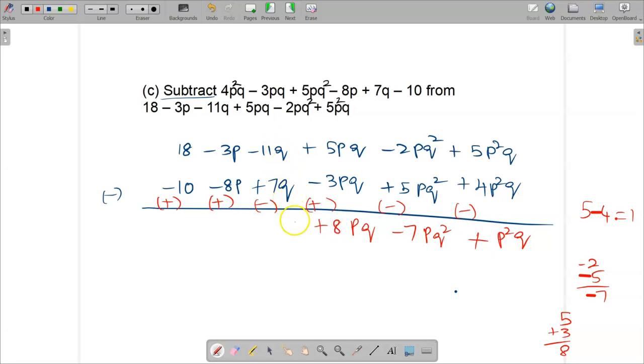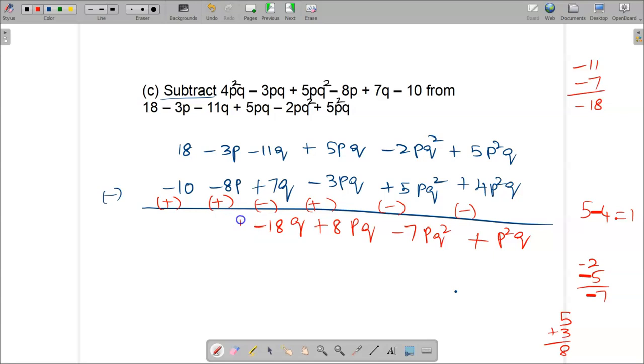Coming to the variable here, it is q. So what are the coefficients you have? Minus 11 and then plus 7 becomes minus 7 now. So it is minus 7. Okay, so just add both the terms. 11 plus 7 is what? 18. So the symbol is minus. So it is minus 18q.